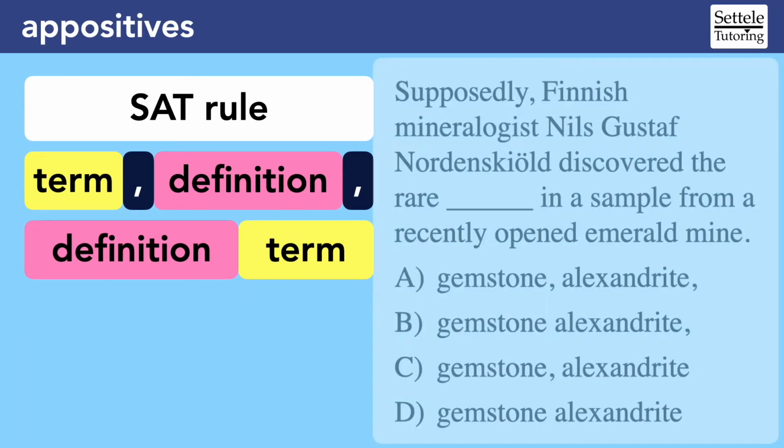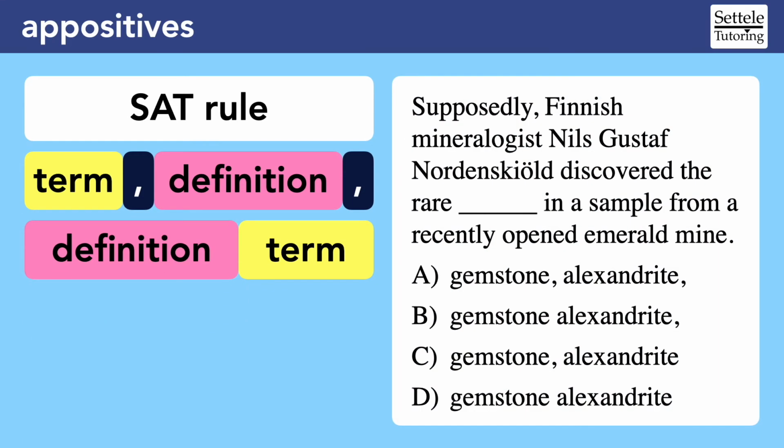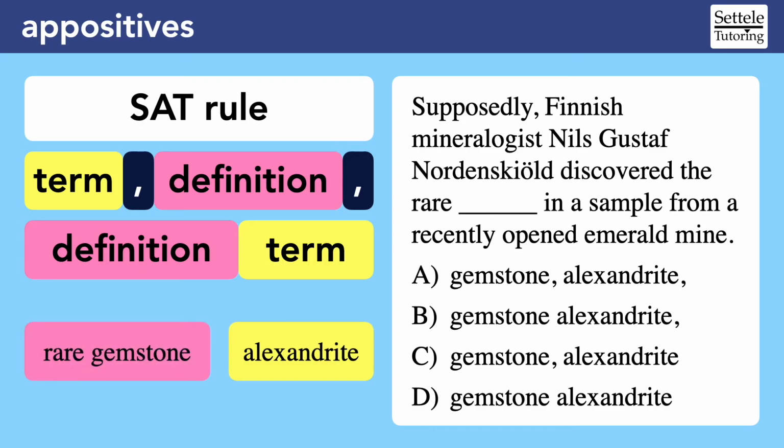Let's look at a full question. You can already tell from the answer choices that we'll need to decide whether we need commas. Let's read the sentence first, and we can include the words from the choices in the blank since they don't change at all. Supposedly, Finnish mineralogist Niels Gustaf Nordenskjöld discovered the rare gemstone alexandrite in a sample from a recently opened emerald mine. To me, the specific term is clearly alexandrite, and we're defining it as a rare gemstone. Since the definition comes first, we don't need any commas.